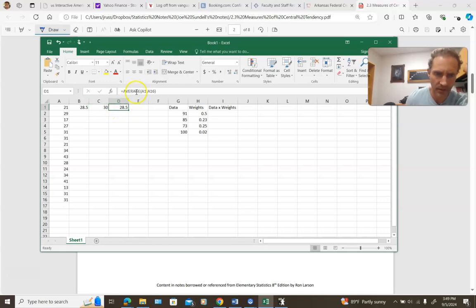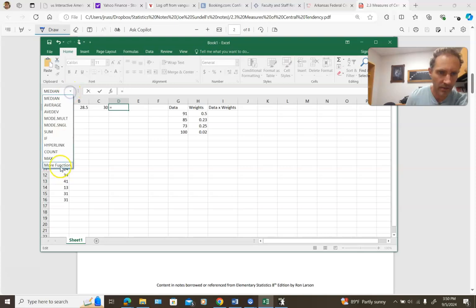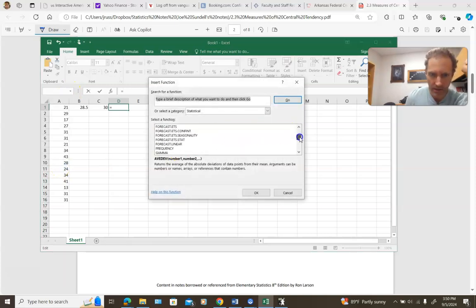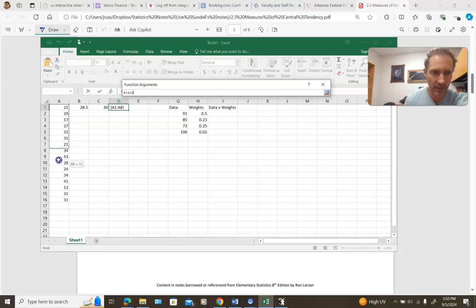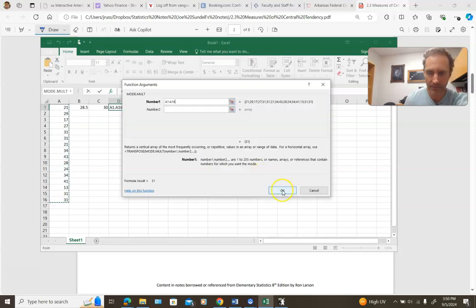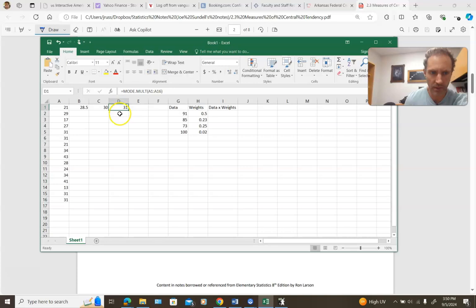And then this last one here, let's do the mode for it. So I'll say equals, and come back over here. When I come down here to mode, there's two of them. There's multi and there's single. You want to click on multi. What this allows Excel to do is if there's more than one mode, it'll tell you. Click OK, drag that same. It gives me 31, and that's what we got earlier, wasn't it?